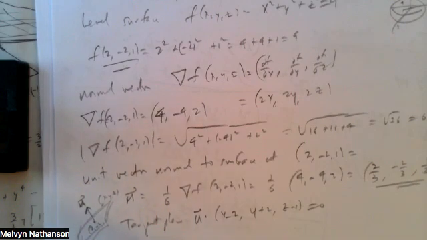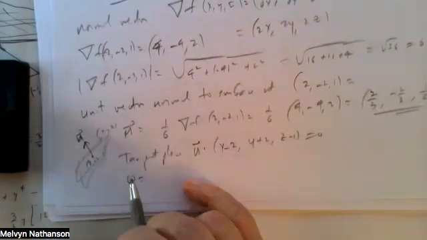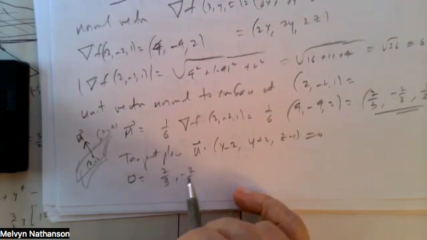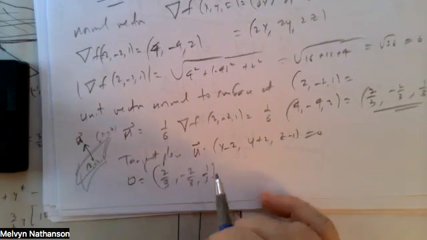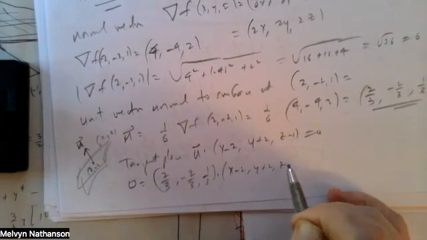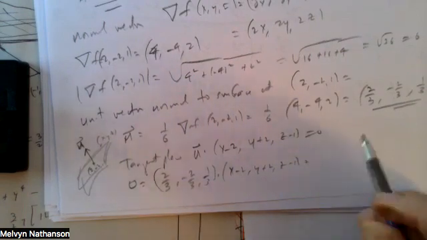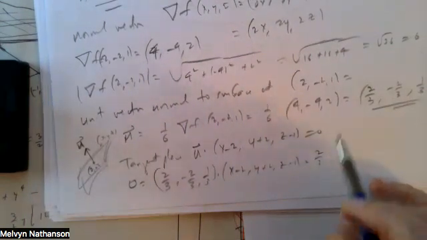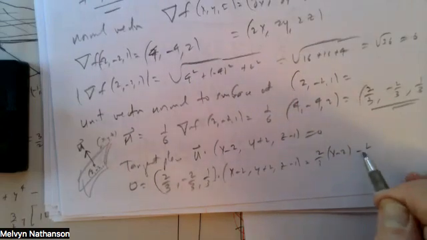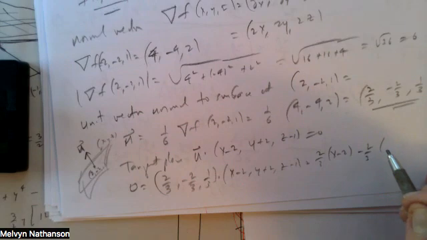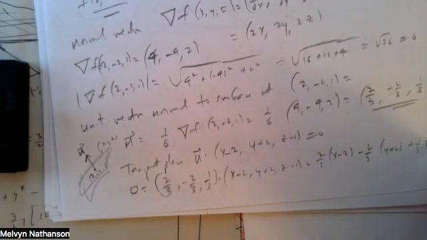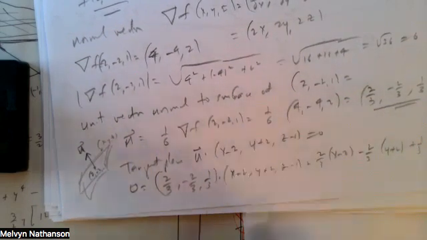That is, 0 is equal to 2/3, minus 2/3, 1/3, dot product with x minus 2, y plus 2, z minus 1. So this is 2/3 (x minus 2) minus 2/3 (y plus 2) plus 1/3 (z minus 1) equals 0.